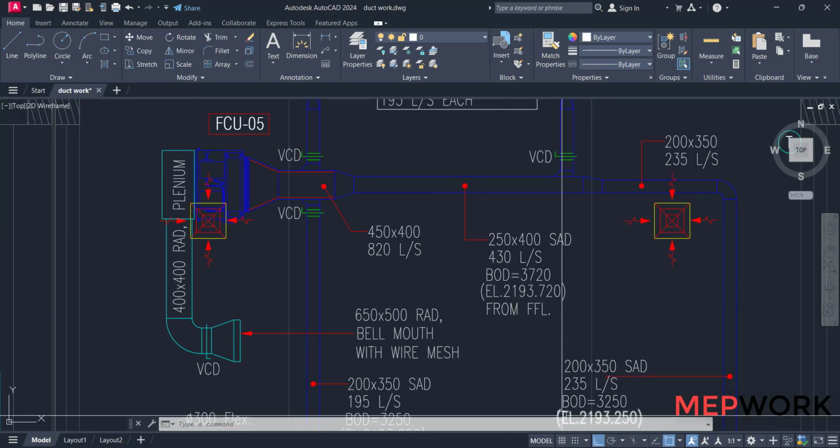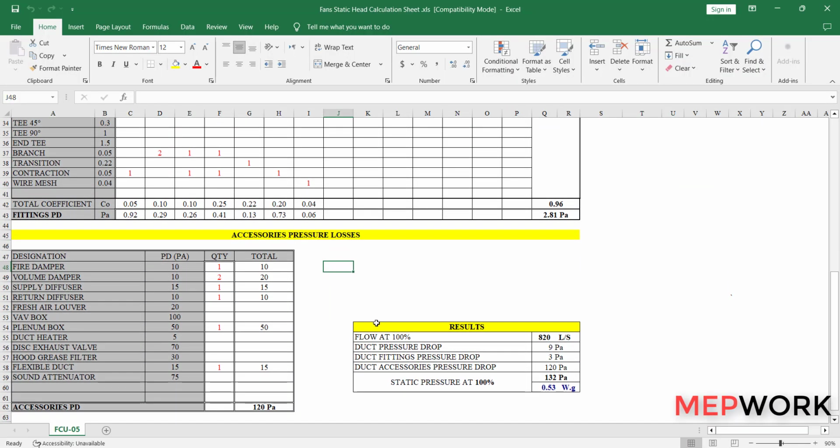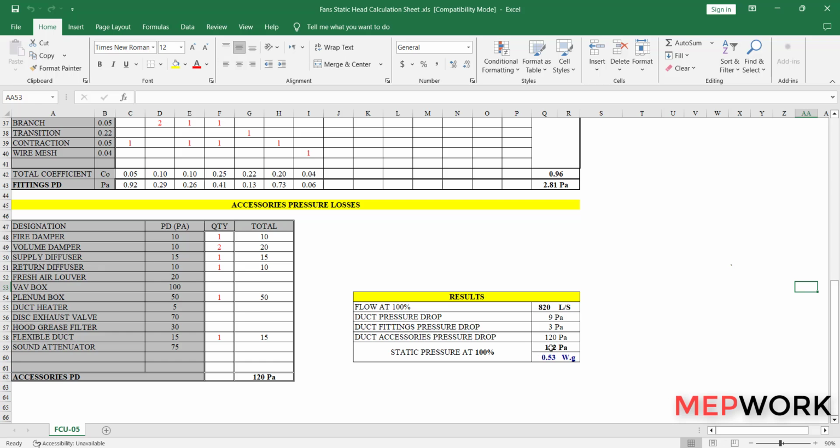These are all the calculations. The final results are summarized in this table. The duct pressure drop is found in this cell. The duct fitting pressure drop is found in this cell. And duct accessories pressure drop is in this cell. And the total pressure drop or the total static head is 132 Pascal or 0.53-inch water gauge. And this is the external static pressure for the fan.